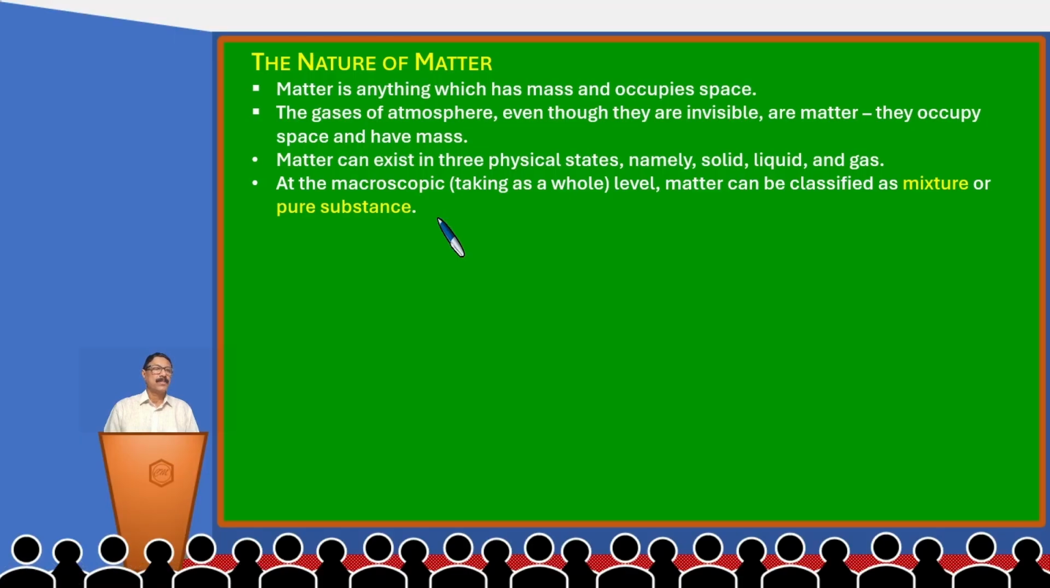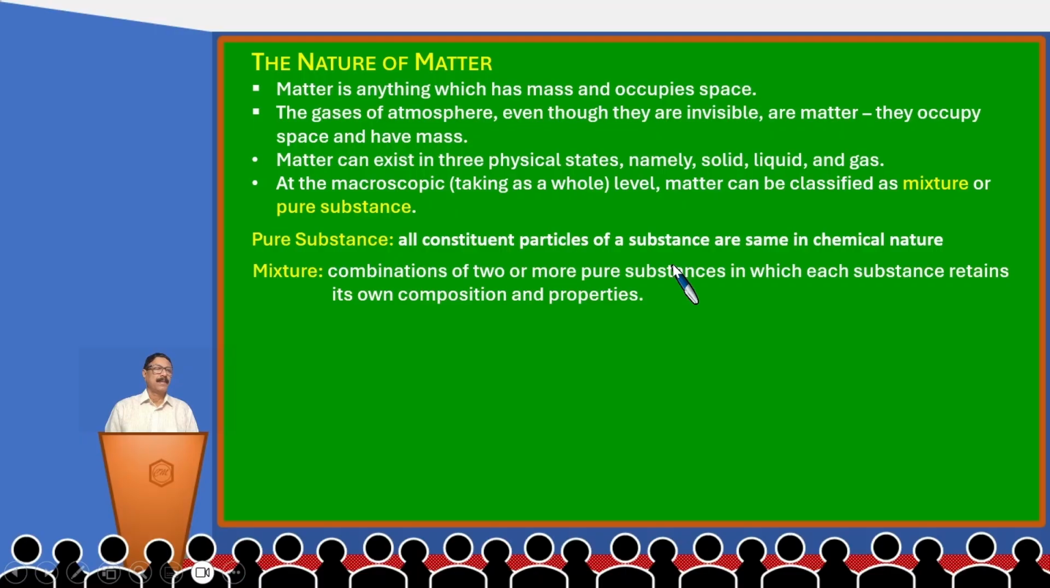When all constituent particles of a substance are the same in chemical nature, it is said to be a pure substance. Mixtures are combinations of two or more pure substances in which each substance retains its own composition and properties. Almost every sample of matter that we ordinarily encounter is a mixture. Pure substances forming a mixture are called its components.